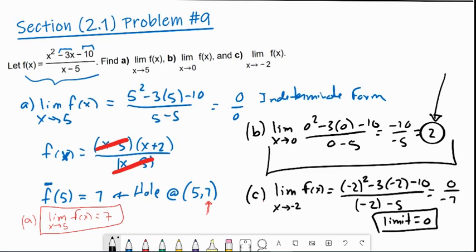Right? So that's it for problem number 9. We had to use factoring to evaluate the limit in part A, and in part B and part C, direct substitution got the answer for us.